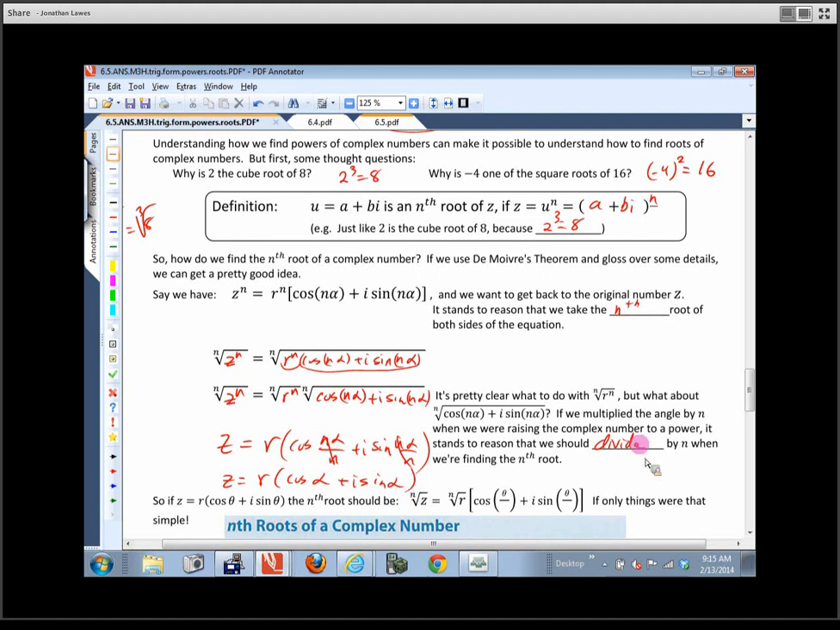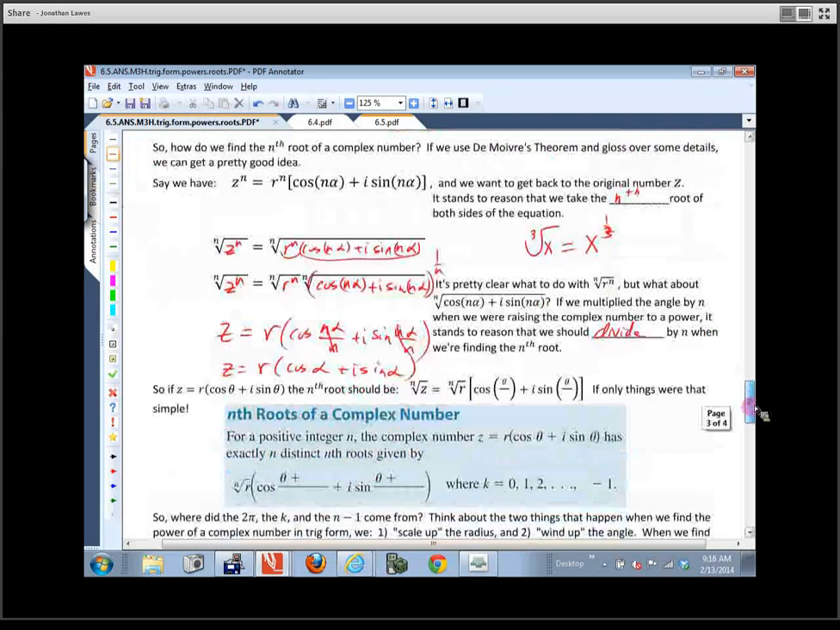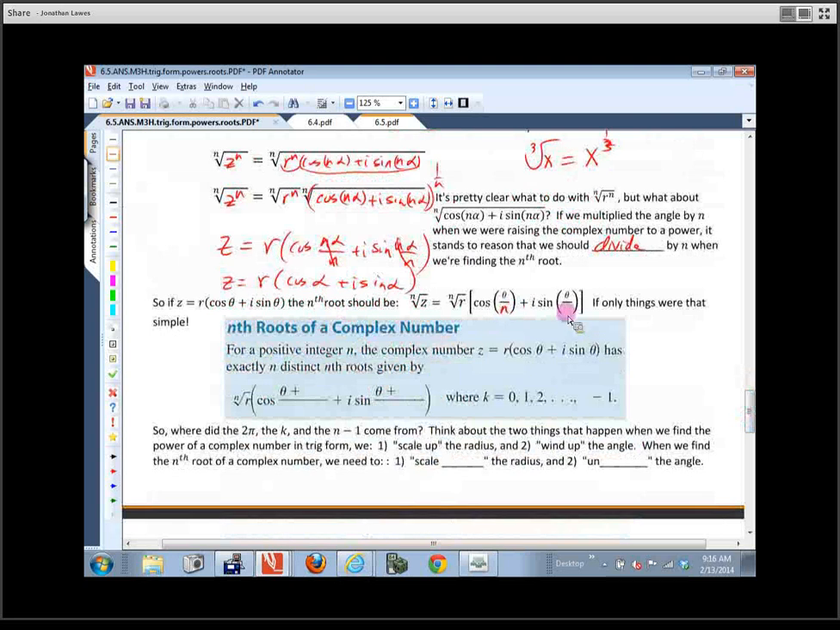Now, let me point out another reason why it should make sense that we divide. If I did the third root of x, and I wrote that with a rational exponent, that would be x to the 1/3. So if I'm taking the nth root, what I'm really doing is raising this to the 1/n power. So it's like multiplying by 1 over n, the same thing as dividing by n. So this would be divided by n, and that would be divided by n.